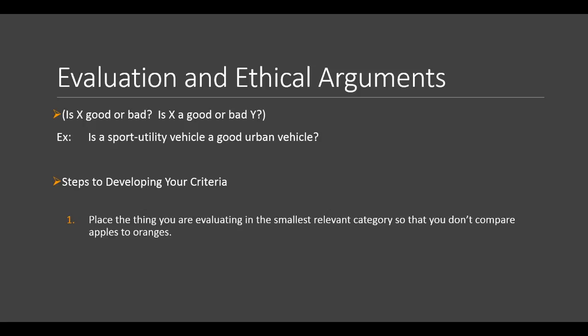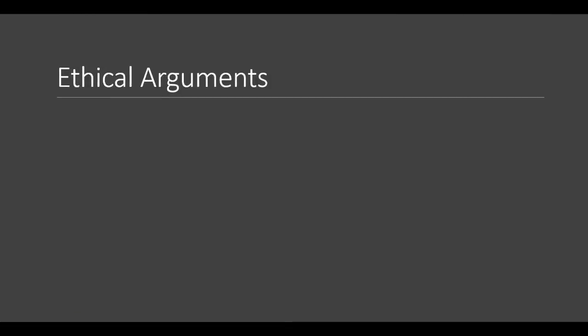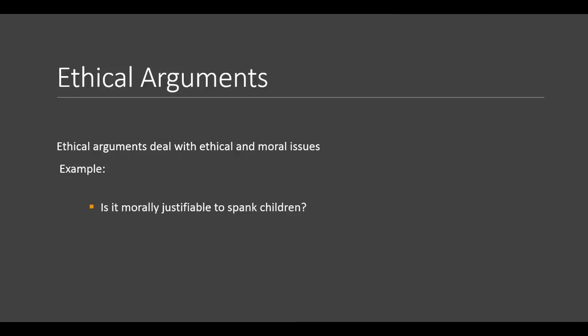Steps to developing your criteria. Place the thing you are evaluating in the smallest relevant category so that you don't compare apples to oranges. Develop criteria for your evaluation based on the purpose or function of this category. Determine the relative weight of your criteria. Ethical arguments deal with ethical and moral issues. For example, is it morally justifiable to spank children? Is it ethical to use human stem cells for medical research?